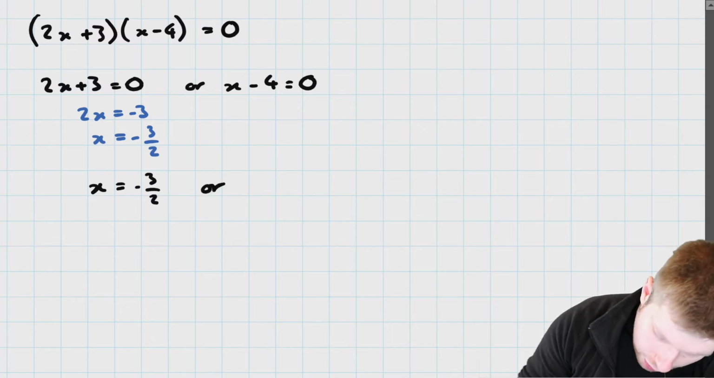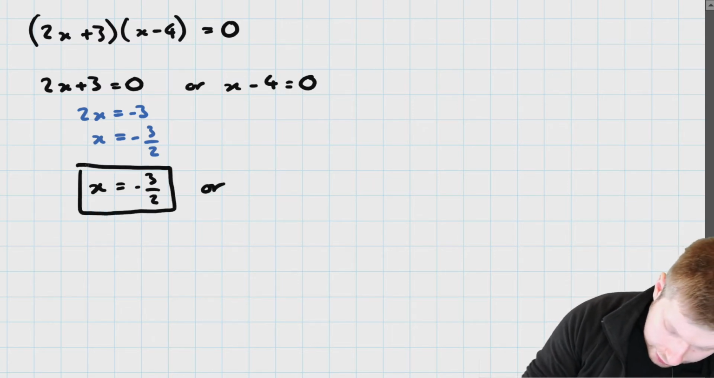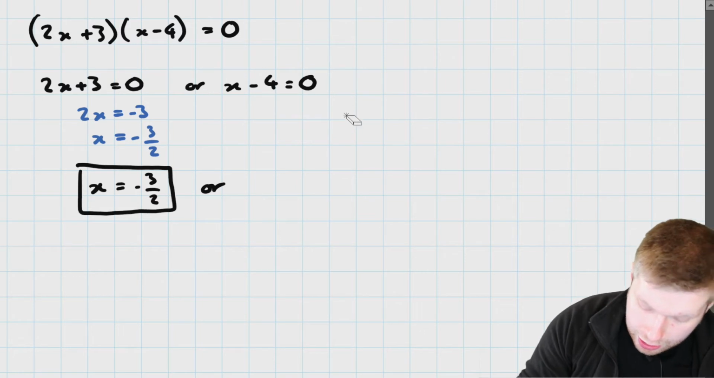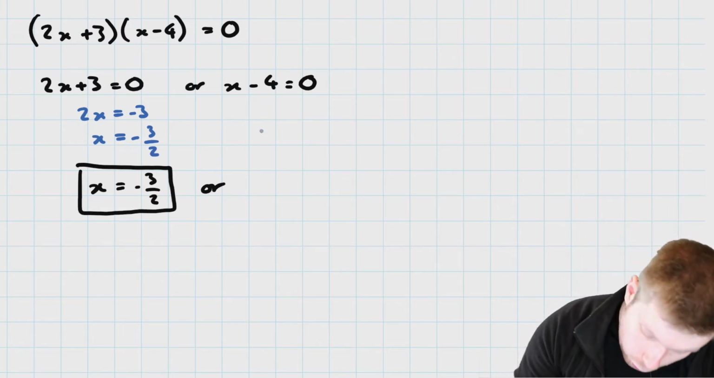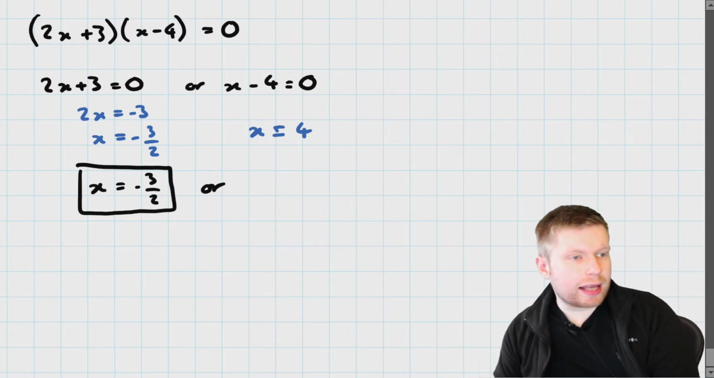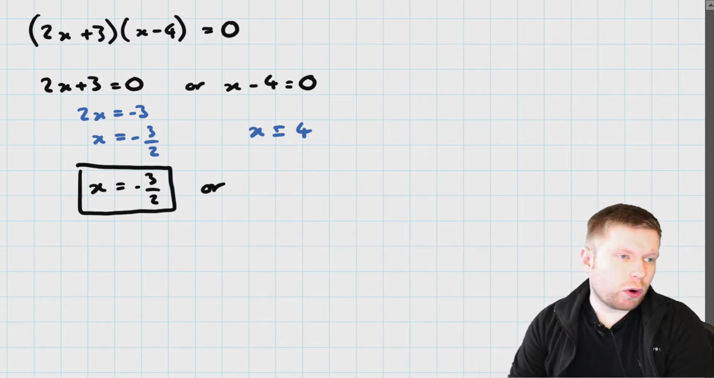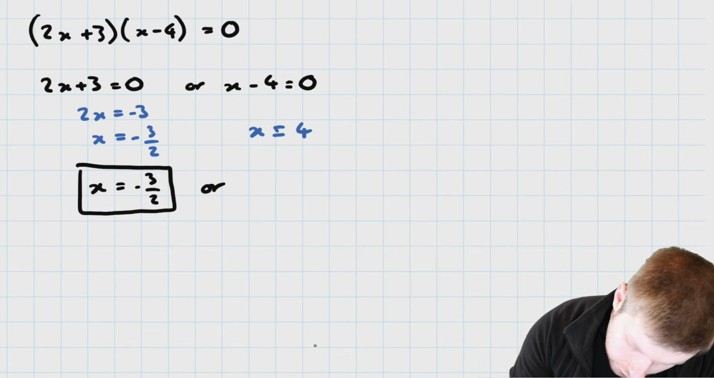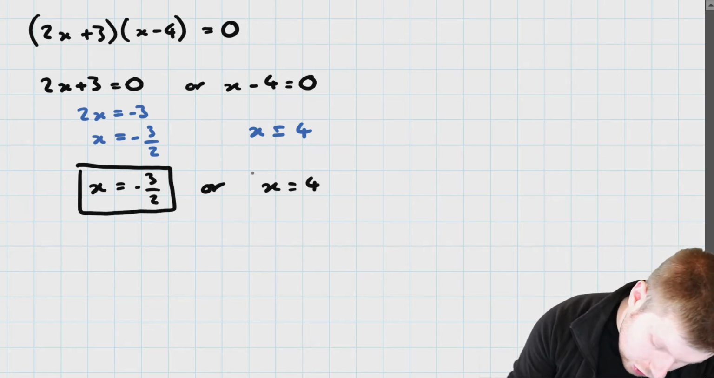Okay. The other value of x which I'm looking for, I get from solving this equation here. Just remember, I get that just by adding 4 to both sides. So if I add 4 to both sides, I get x on the left-hand side and 0 plus 4 on the right-hand side, or x equals 4. So that there would be my second solution.